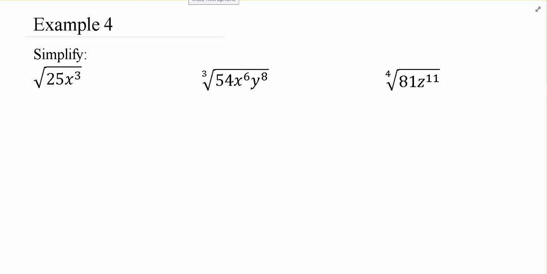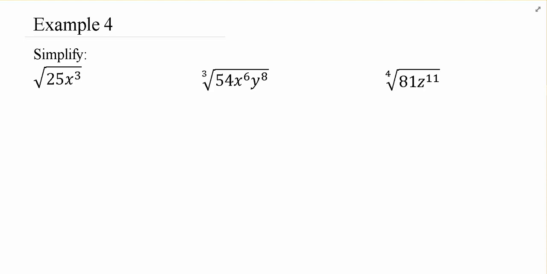Now this set of examples is going to include some variables and numbers together. Now the trick here, as we're trying to simplify these radicals, is basically just to treat them separately. Handle the numbers and handle each variable independently. So let's start off with the square root of 25 x cubed.